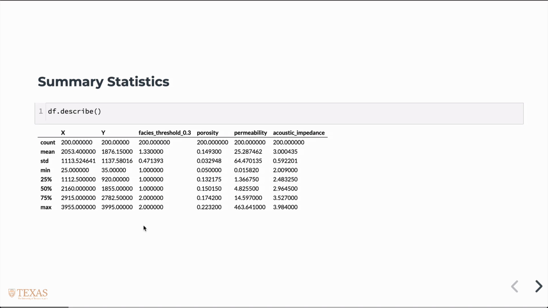Another member function of the data frame object is describe. So we can call describe on a data frame, and it will automatically generate some useful summary statistics. For example, the count is simply the number of values for each of these labels. The mean is the average value, the standard deviation, min, max, and different quartiles. So this is useful to get a quick look at a summary of what's in the data frame.